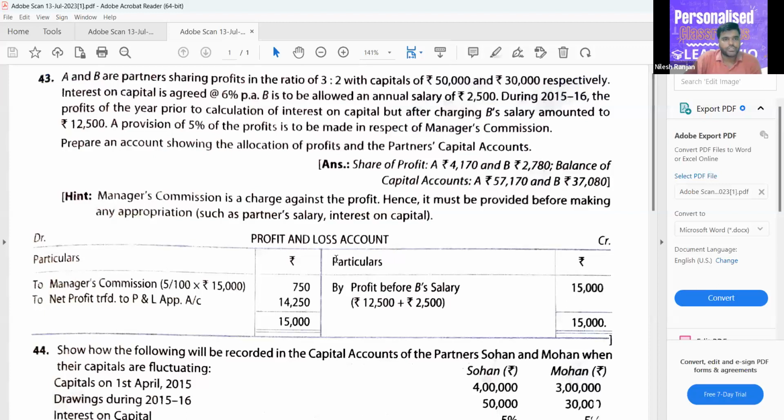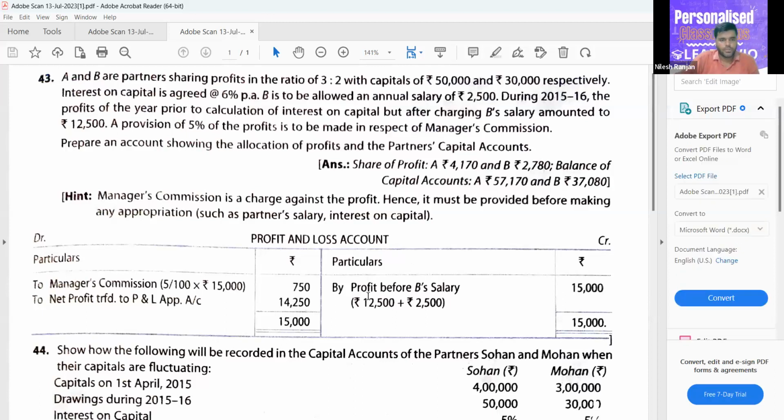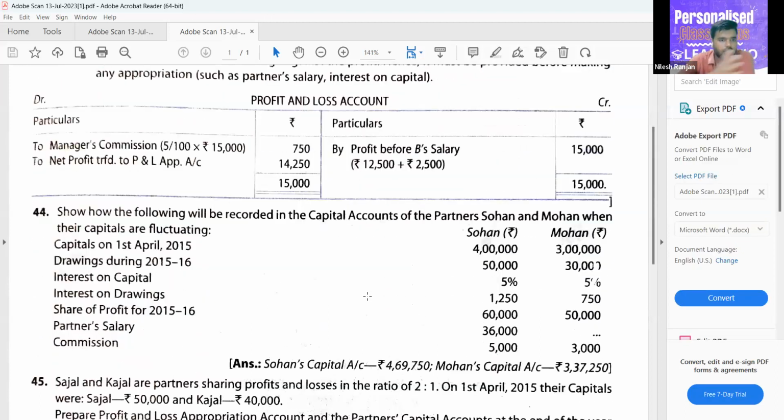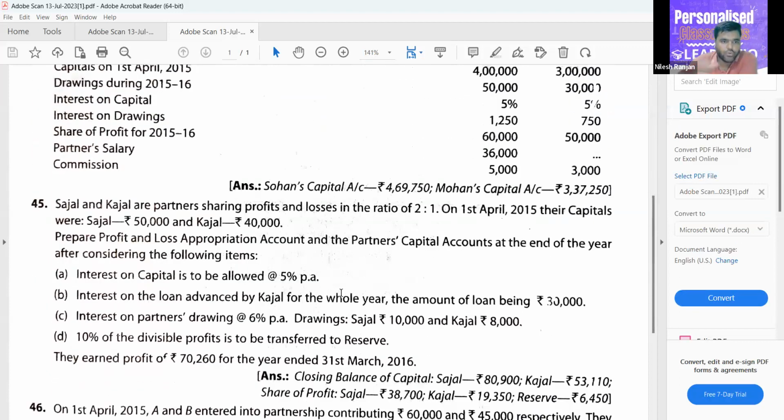Okay. So you can see the question here. Yes, sir. I can see. Okay, so there is a different question of capital account. You can see question number 45 here.